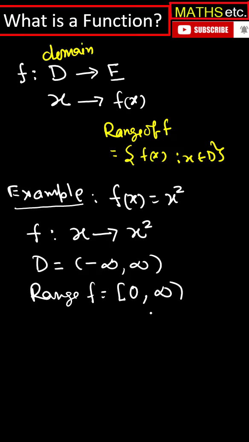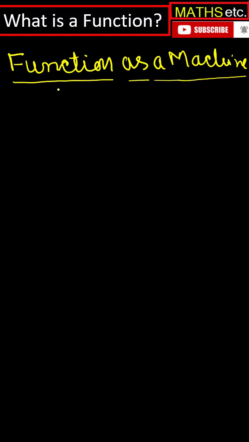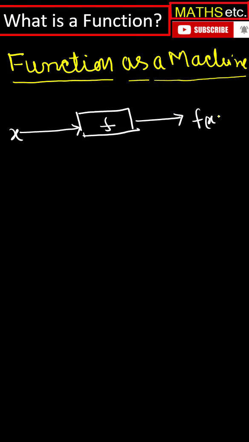We can also visualize a function as a machine. When we feed this machine an input value x from its domain, we get the output in the form of f(x), an element from the range set. Consider this machine as a handheld calculator with f as the square root key. Whenever we give a non-negative real number as the input and press this key, we get the output in the form of f(x).